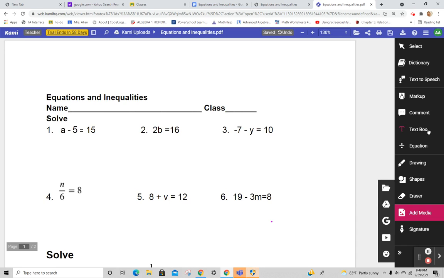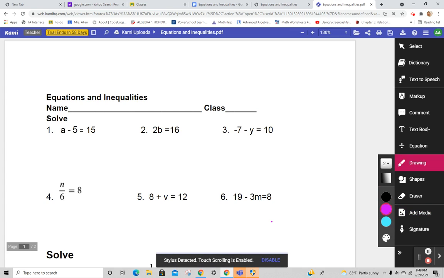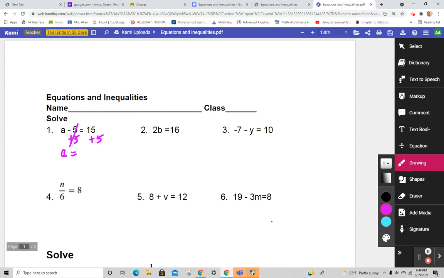So let's get started. All right, problem number 1, we need to solve for A. This is a one-step equation. So all we have to do is add 5 to both sides, and that's all we have to do to solve it. So A is equal to 15 plus 5 is 20.